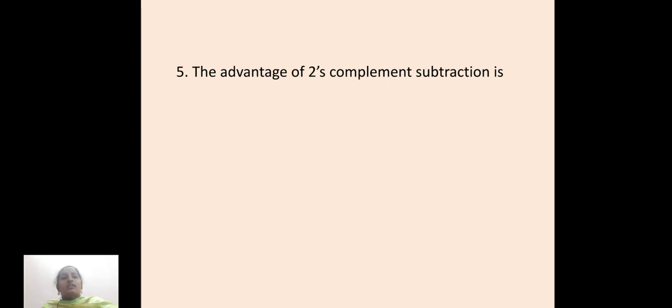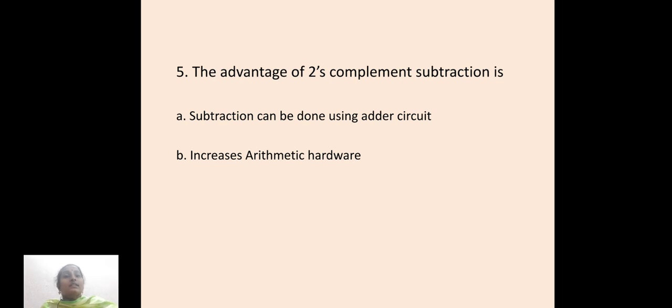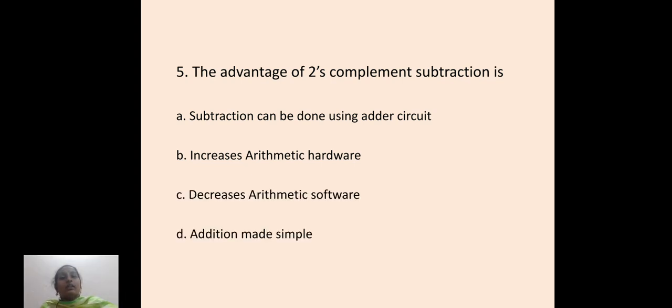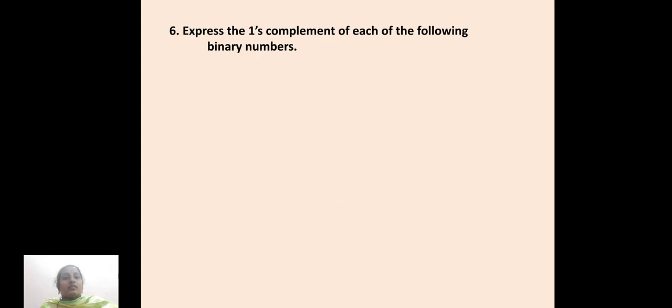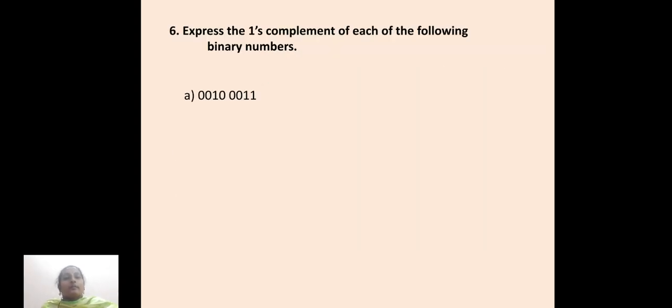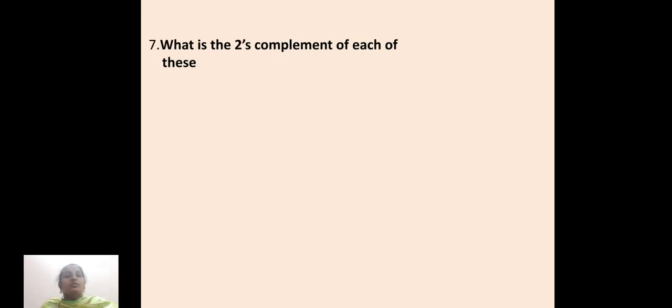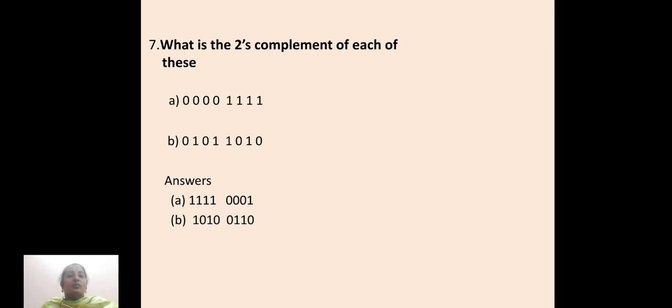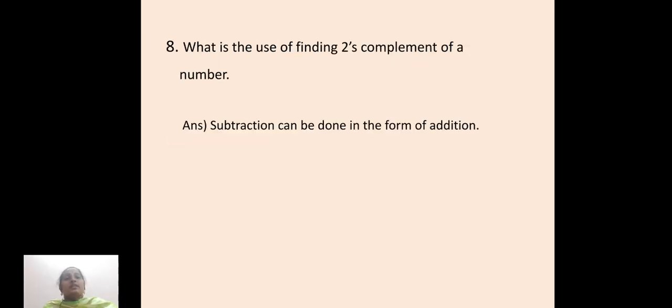Next, the advantage of 2's complement subtraction: subtraction can be done, it increases arithmetic hardware and decreases software. So subtraction can be done. Express the one's complement of each of the following. You do the one's complement and also the 2's complement. One's complement means change all the ones into zeros and all the zeros into ones. 2's complement means first you take the one's complement of that particular number, then you add 1 to that, and we get the 2's complement.